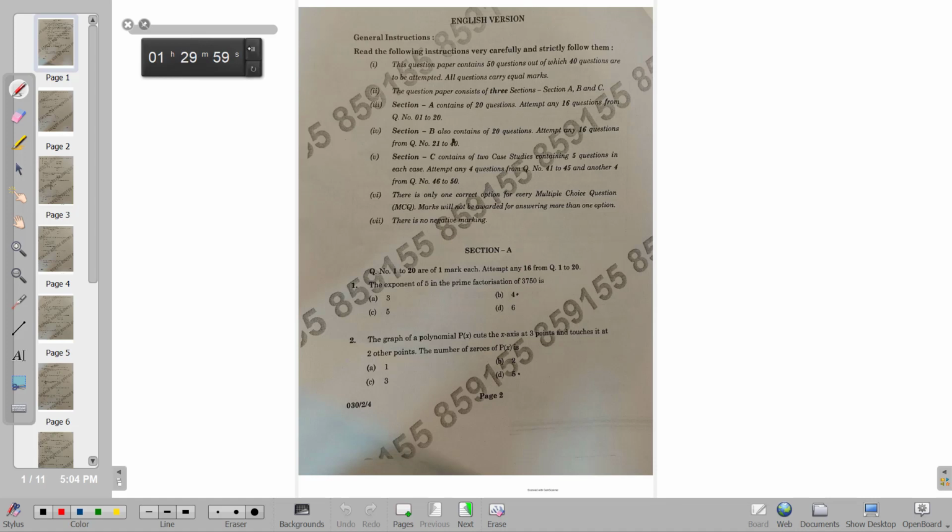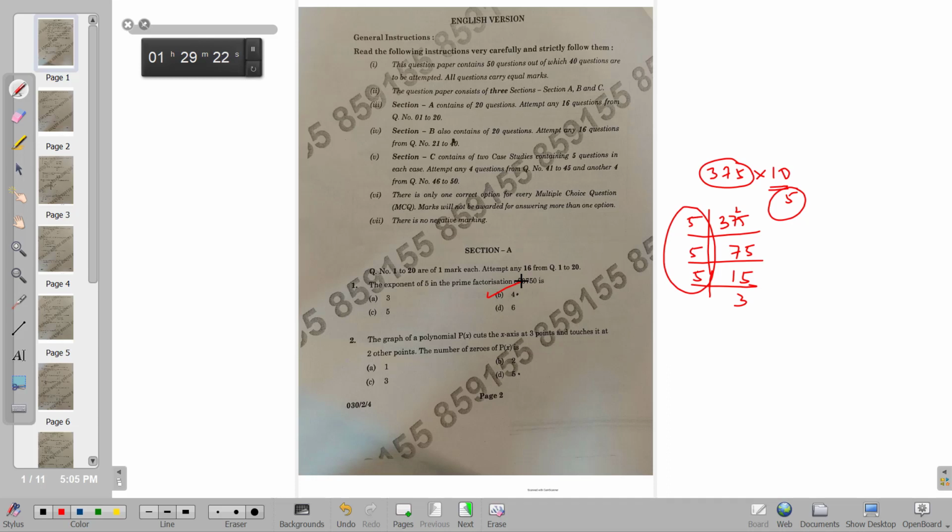Okay, so first question, exponent of 5 in the prime factorization of 3750. That is 375 into 10. So already there is one 5 here. We just need to find out how many 5s are there in 375. When I prime factorize 375, this will be 5 times 75, then 5 times 15, and again I would have a 5, which will come to 3. So there are 3 5s over here and a 5 already in 10. Totally 4 5s will be there.